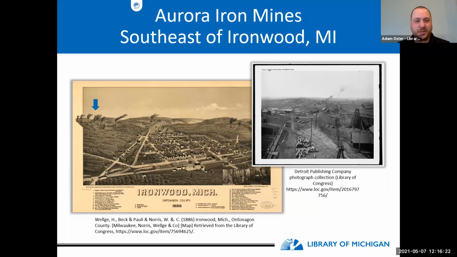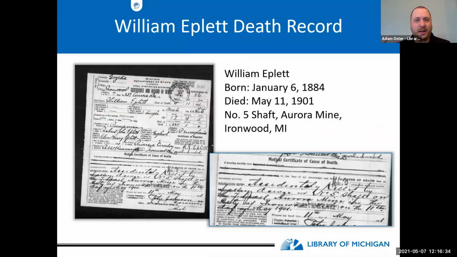So these are some images from the Library of Congress page, where you can see Ironwood, where that mine was located, and then an image of the mine itself from the Library of Congress. And having all that, we can then have the death certificate, and you'll see on there it only has 1 or 2 lines of what happened, basically just saying that he died falling down the number 5 shaft. But using those annual reports, we get greater context of what was going on.